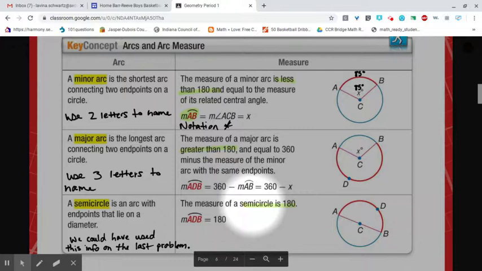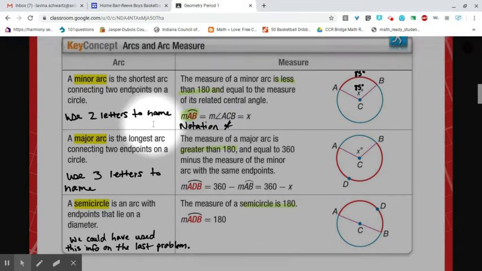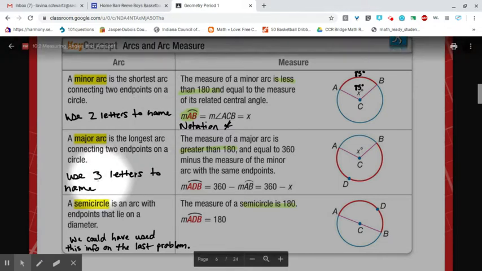Minor arc, the shortest arc connecting two endpoints on a circle. So we use 2 letters to name this. The book does that sometimes and sometimes it doesn't. It's not very consistent, but we are going to use 2 letters to name a minor arc. A major arc, we're going to use 3 letters to name. So it's the longest arc connecting 2 endpoints on a circle.